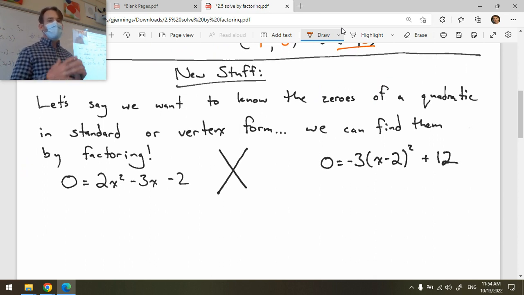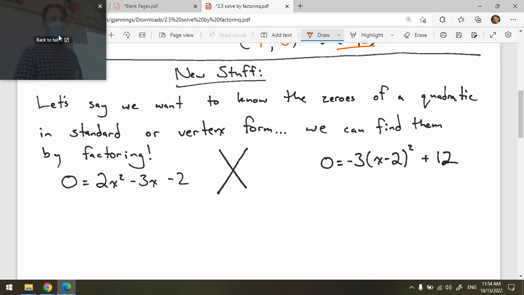Let's say we want to know the zeros of a quadratic that's in standard or vertex form. We can find those by factoring.